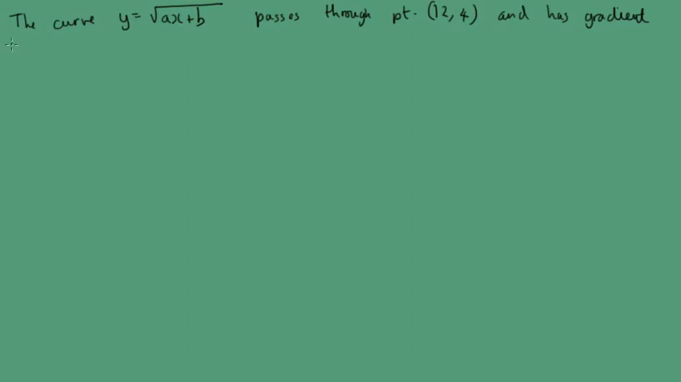And one more problem. The curve y equals the square root of (ax plus b) passes through the point (12, 4) and has gradient of a quarter at this point. Find values for a and b.